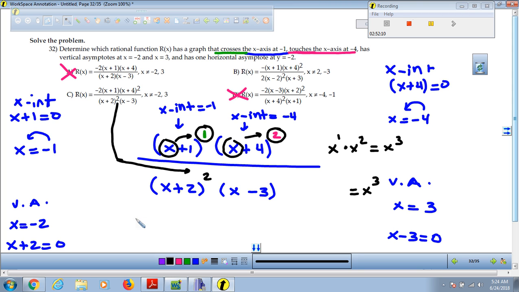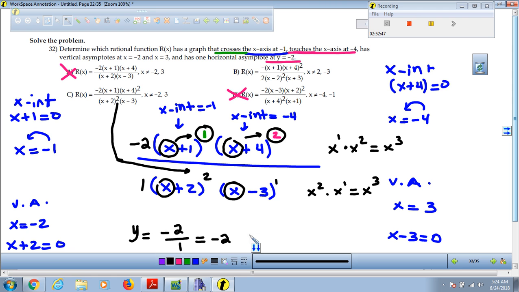Now, if I want the horizontal asymptote to be y equals -2, now that the degrees are the same on top and bottom, right? And where am I going to get that -2 from? Well, that's why on C you have a number here, -2. So that when you divide this -2 over this 1, that's your horizontal asymptote of y equals -2. So the answer here would be C.